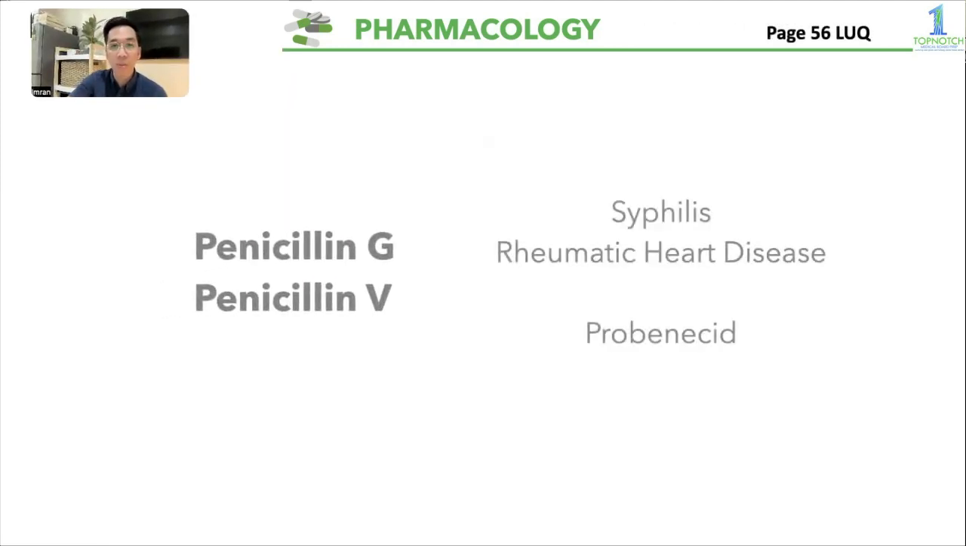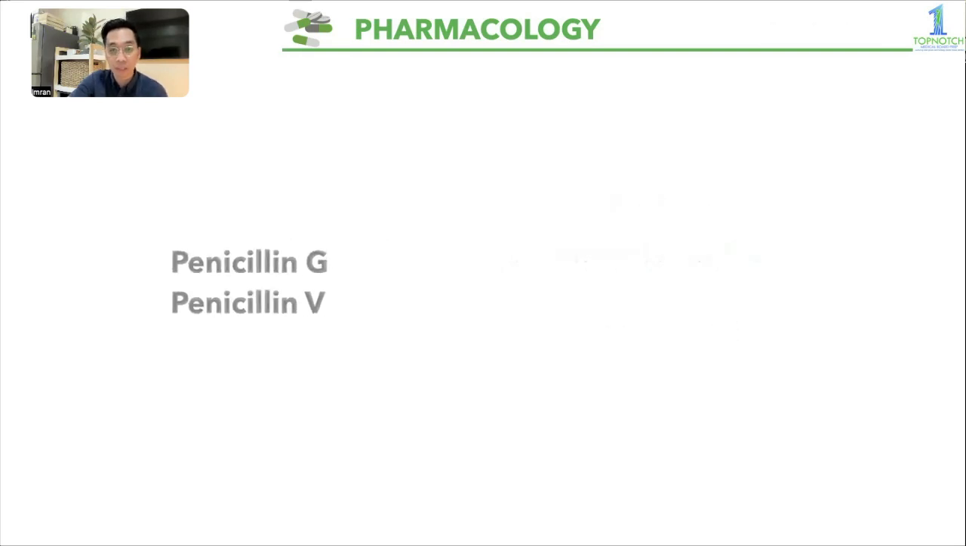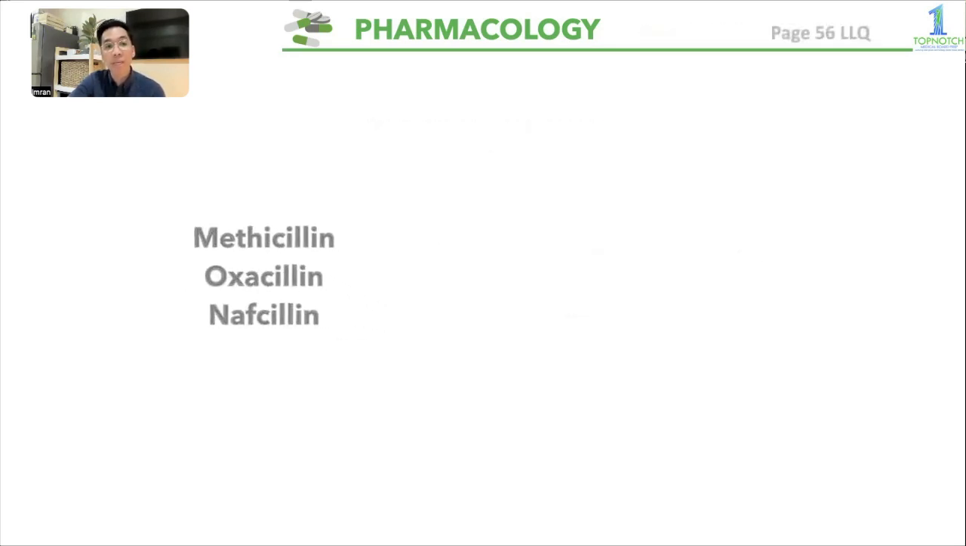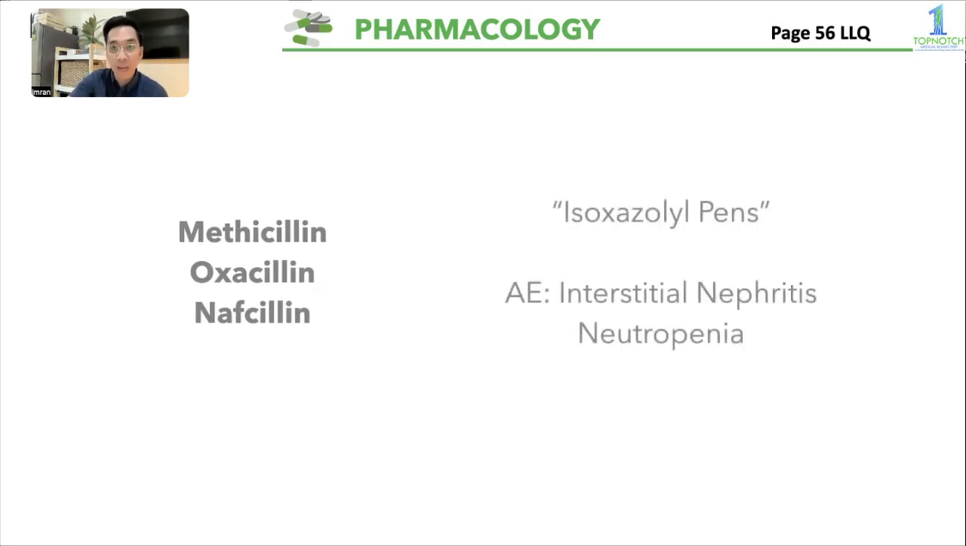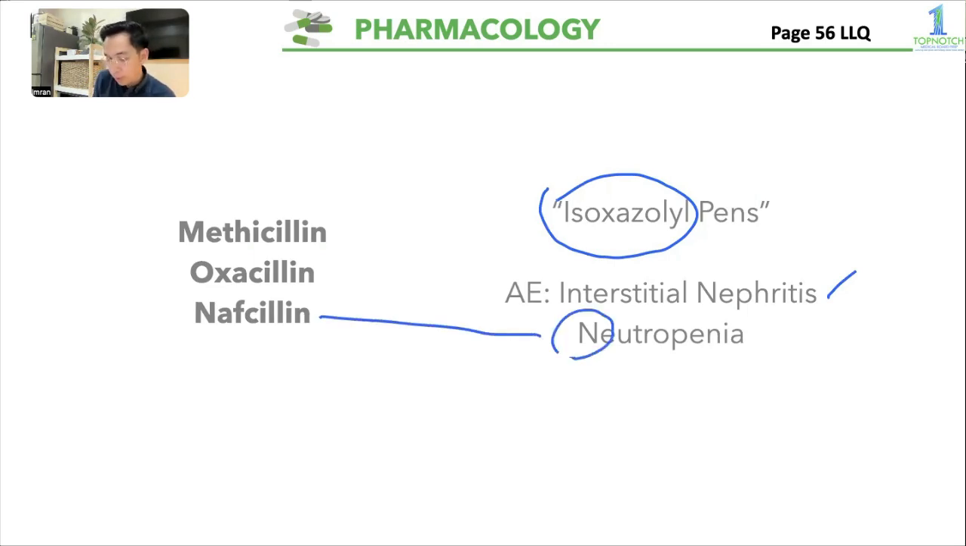Inisa-isa na natin dito. So they are used for rheumatic heart disease, no? Methicillin, oxacillin, and naphthalene, sila ay yung ating mga drugs used for anti-staph. Okay, isoxazoline. This is just a review, no? Isoxazoline, yan yung dinagdag na molecule sa kanya. It can cause interstitial nephritis, neutropenia for your naphthalene.